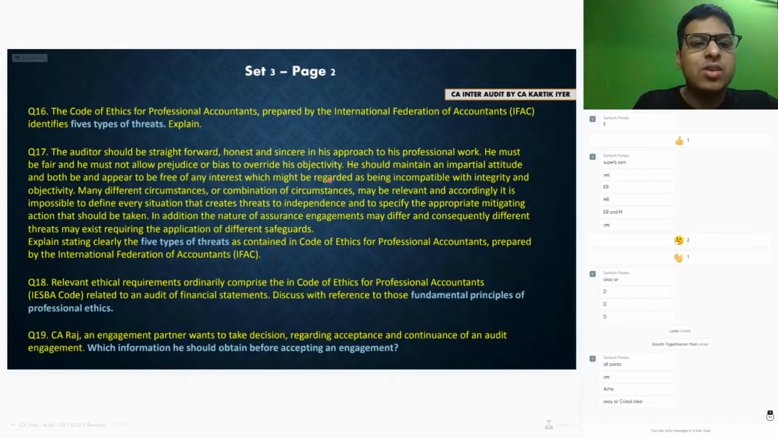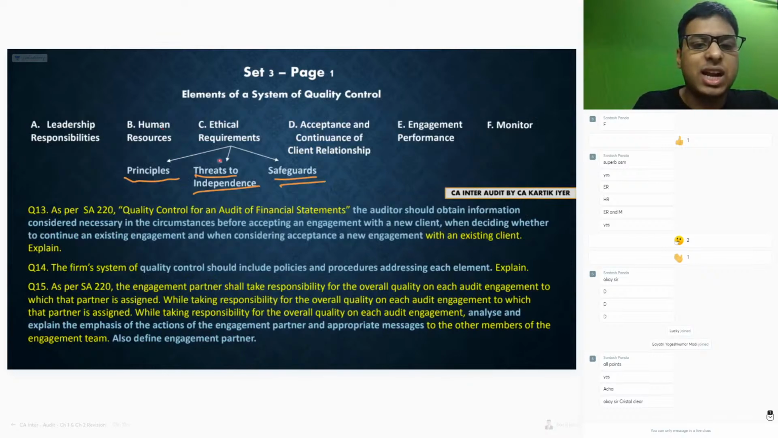First, we have the 5 types of threats to independence. One best way to learn these threats is to imagine the Bollywood actor Saif Ali Khan. Have you heard about him? Do you know the actor Saif Ali Khan? Yes or no?